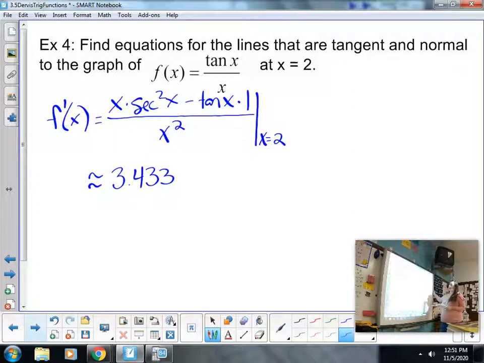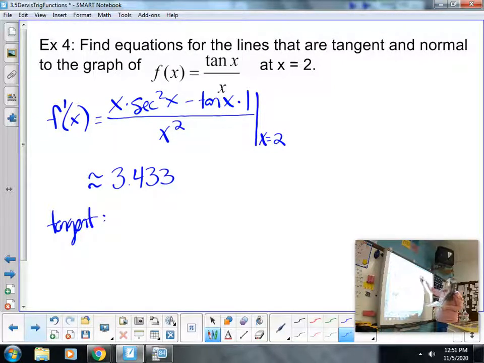To do secant, you would do 1 over cosine, and then you would put that in parentheses and square it. That would get you your secant squared. So now tangent. I'll do tangent line down here. We need a slope, which we have. We need an x value, and we need a y value.